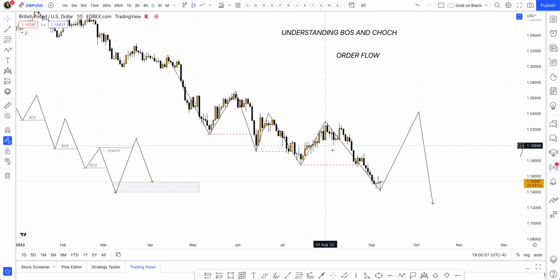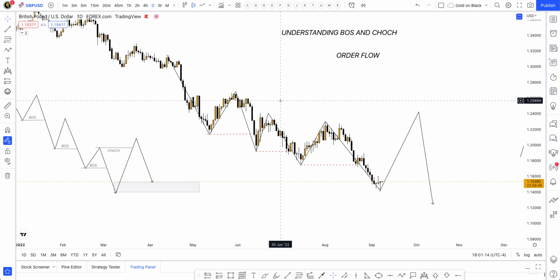To make entries and to make money, you need to understand the order flow. Okay, I understand that the price pushed. Now it's pulling back. Now breakout. I see a BOS, right? I see a break of structure. What should I expect after seeing a break of structure? I should expect a pullback.